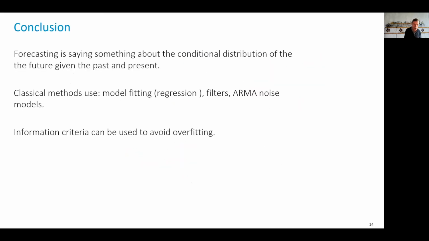Voilà, that's all we'll see in terms of theory. Forecasting is saying something about the conditional distribution of the future, given the past and the present. So like any problem related to distributions, it requires making some assumptions that you want to validate as much as possible. We've seen essentially the classical methods. Now the ball is in your camp.